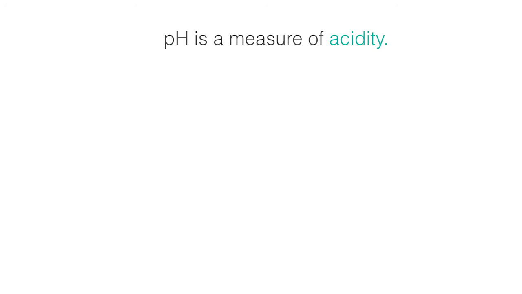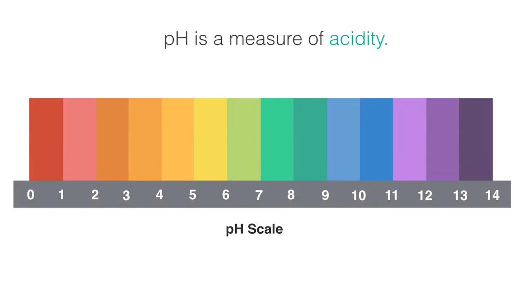In layman's terms, pH is a measure of acidity and is measured by using the pH scale. The pH scale ranges from 0 to 14, has more colours than a rainbow, and measures the number of hydrogen ions in a solution.